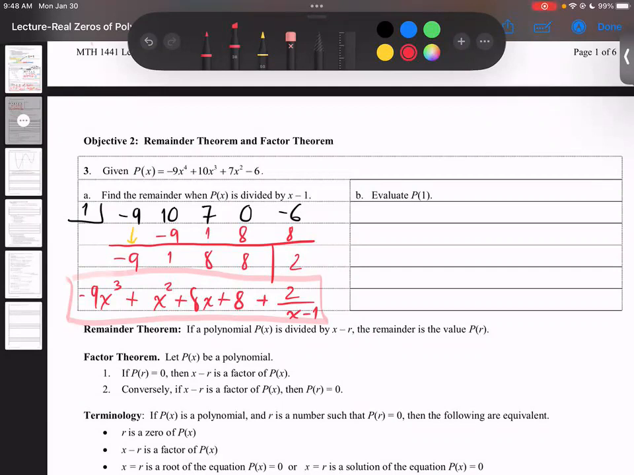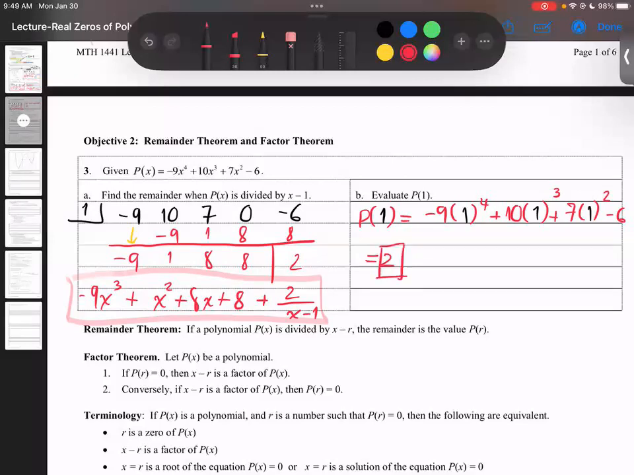Why would they say evaluate P of 1? Oh, yeah, evaluate P of 1. 1 is the one in the box. Basically, you plug in 1 for x. Every power of 1 is just going to be 1. So -9 plus 10 is +1, plus 7 is +8, minus 6 is 2. Because the original P is given, P of x, so for P of 1 you plug into that function.